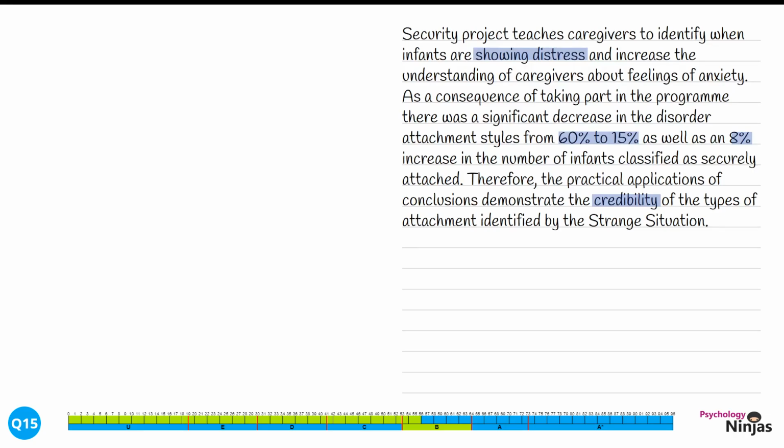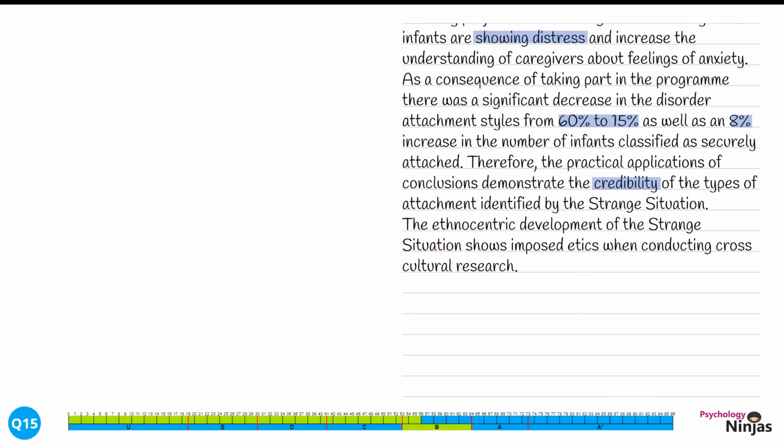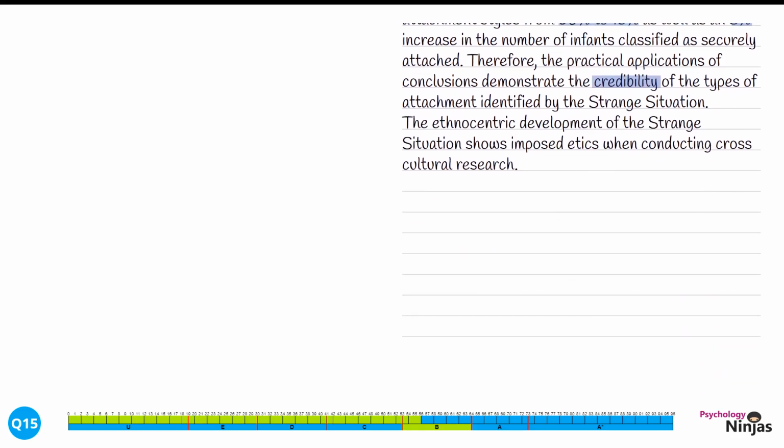Within a conclusion, it's important that we don't include what we think, but more that what research has told us. The ethnocentric development of the strange situation shows imposed ethics when conducting cross-cultural research. Imposed ethics are when we assume things are universal when actually they're culturally specific.